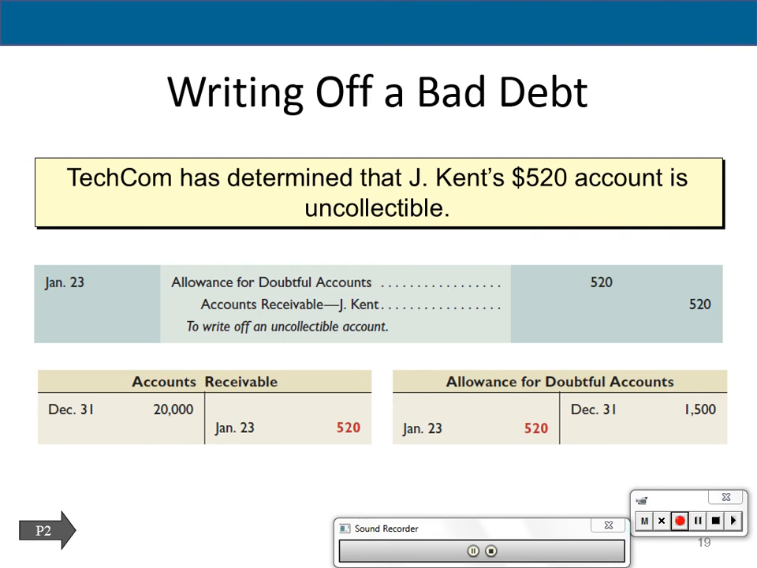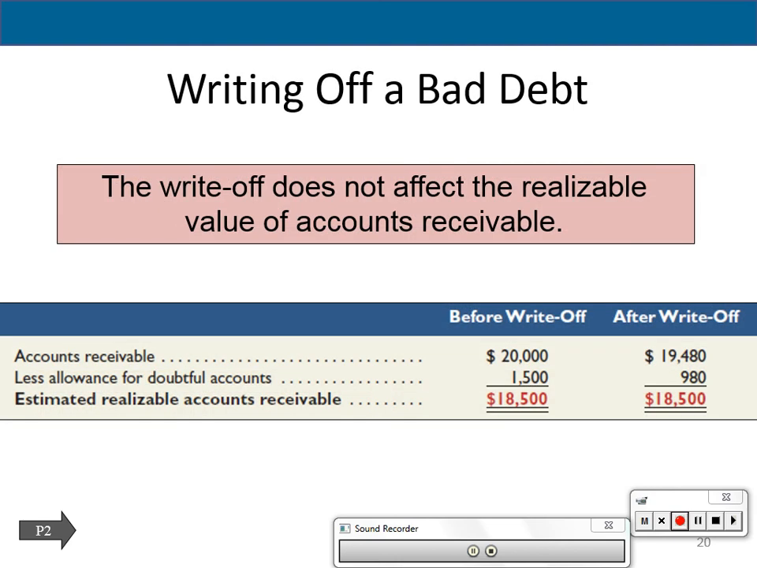In this instance, we wrote him off because he became one of the customers that we knew we wouldn't collect from. So what happened? He didn't make up that full $1,500, right? He only made up $520 of that $1,500. So what did we do? Accounts receivable was written down to $18,500, right? After we wrote it off, our allowance for doubtful accounts no longer was $1,500; it was $980, right? And if you subtract $980 from $20,000, that gives us $19,480.